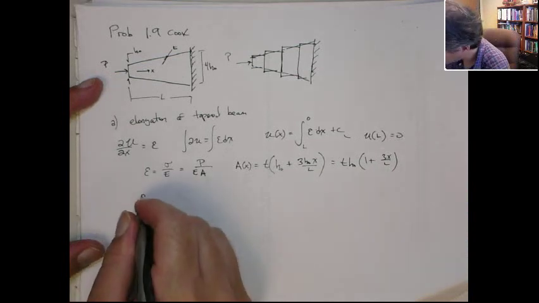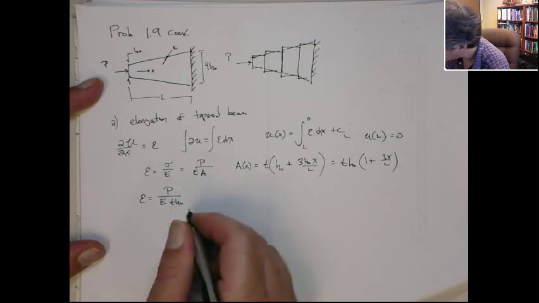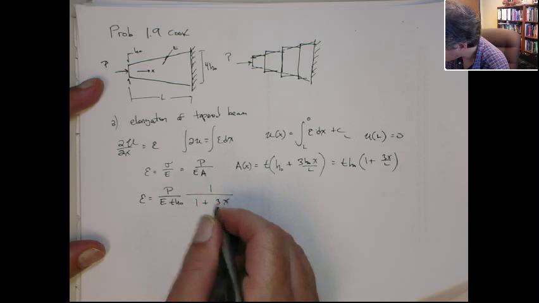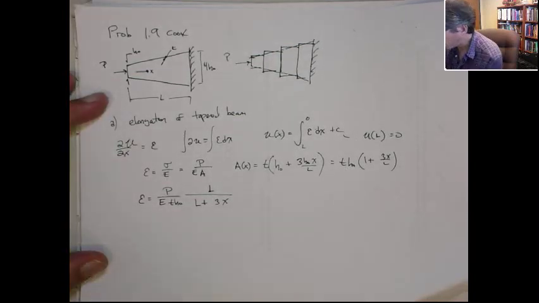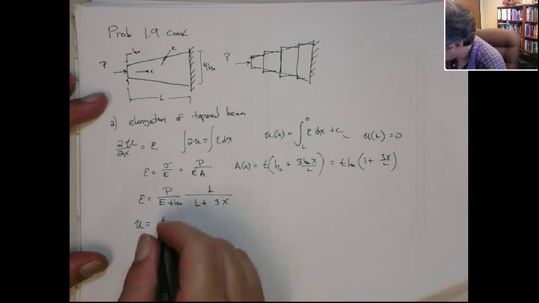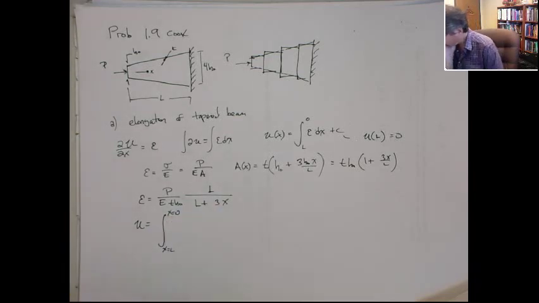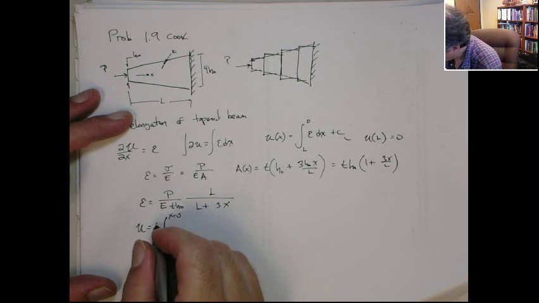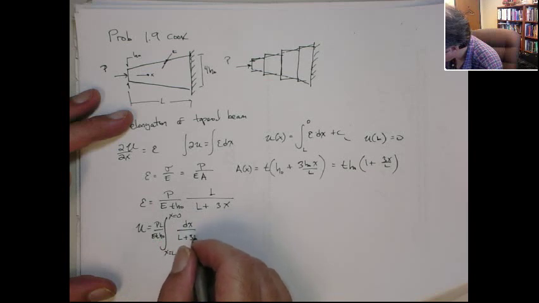Okay, so that tells me that the strain is P on E t h naught times 1 over (1 plus 3x on L). Let's multiply by L so I get the following. And now we want to do the integral on that, right? So we want to integrate. The displacement is the integral from x equal to L to x equals 0. Well, I should put the PL on E t h naught out front, and then I get dx over (L plus 3x).